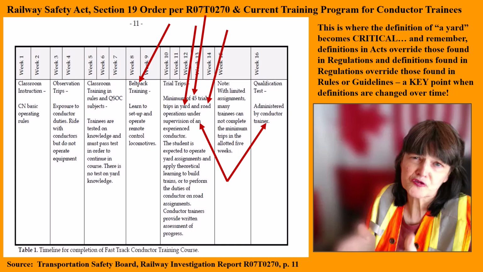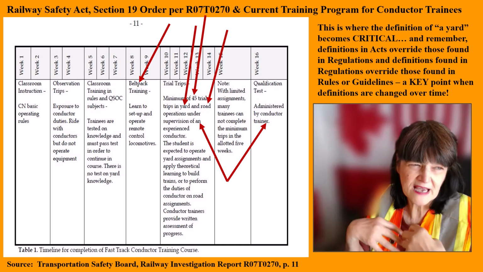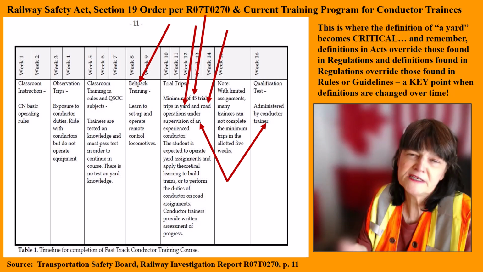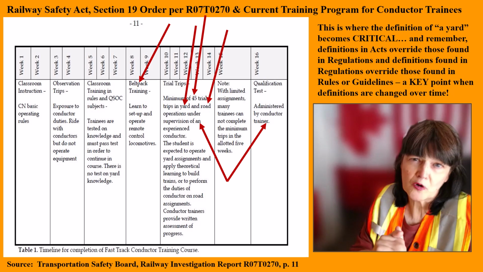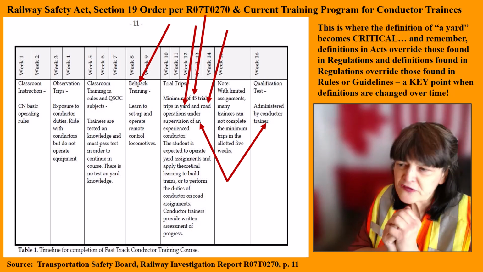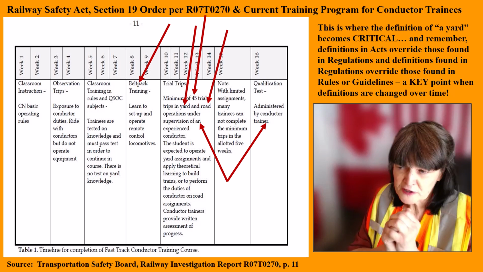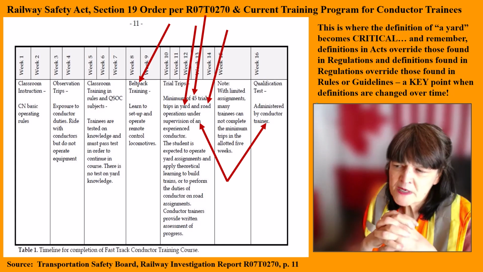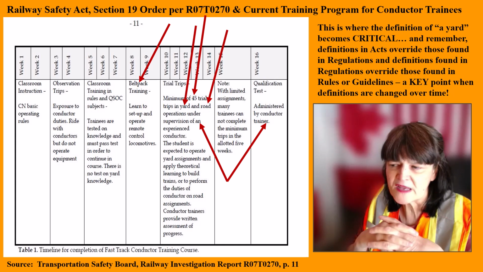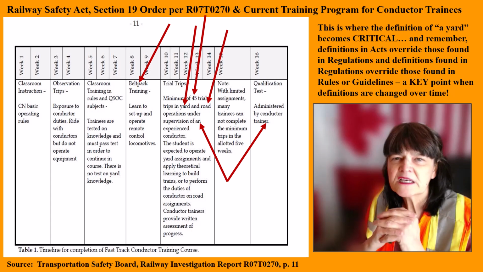It's called remote controlled locomotive operations. So they use the word belt pack because I think that was the actual name of the company or that's what they were referred to, was belt pack, but it's really known in the rail industry as remote control locomotive operations. Then the trial trips were supposed to take place from week 10 to week 14. Now, if you look there, that was supposed to be a minimum of 45 trial trips in yards and road operations under the supervision of an experienced conductor.